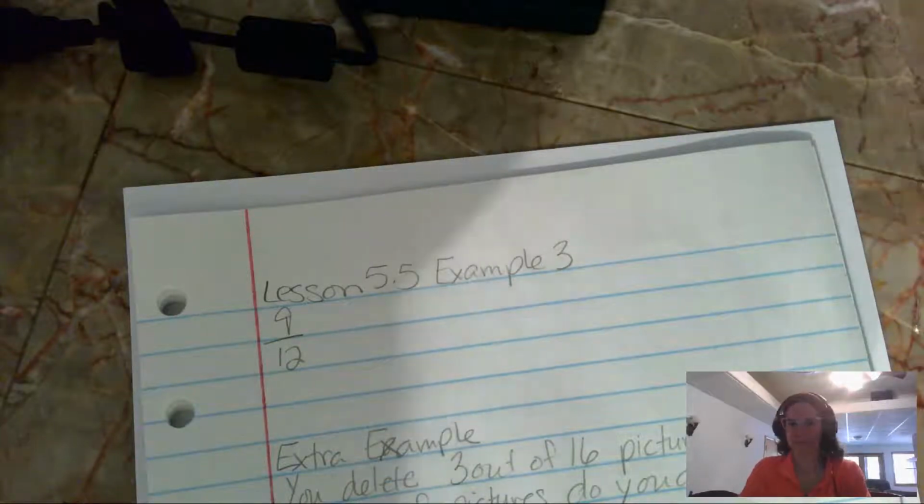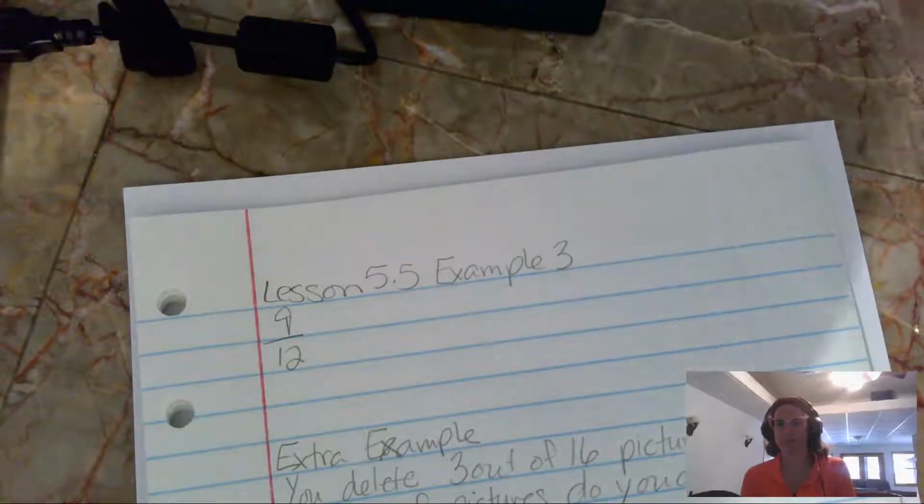Hi guys, today we are going to look at part of lesson 5.5. It's example 3 that we did not get to on Tuesday. It's on page 221 in your book.